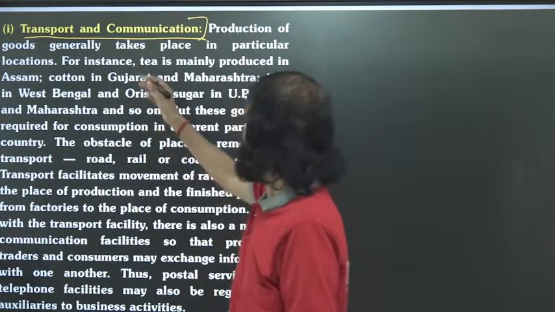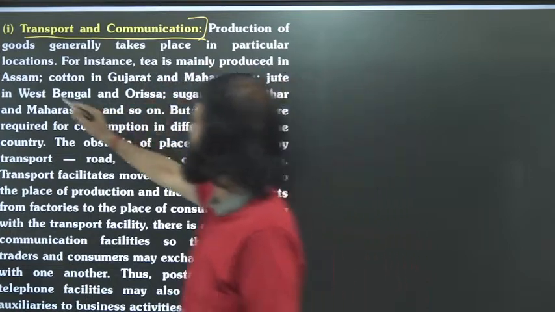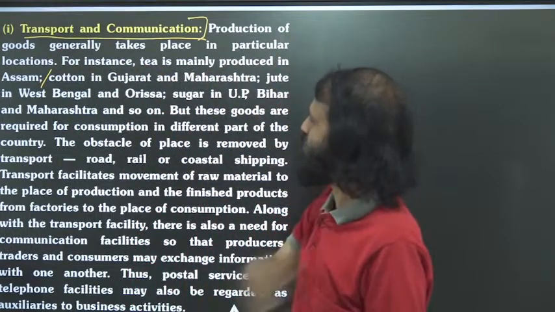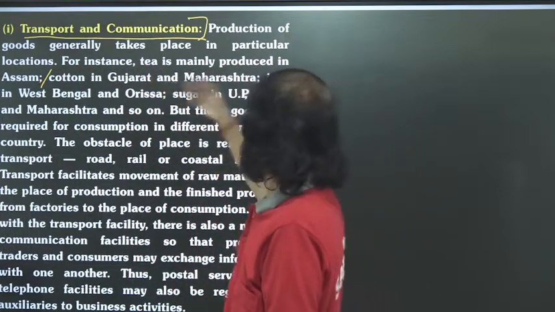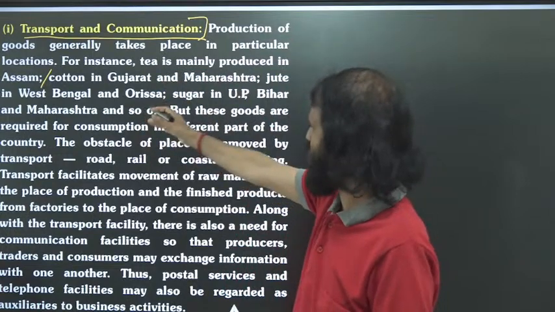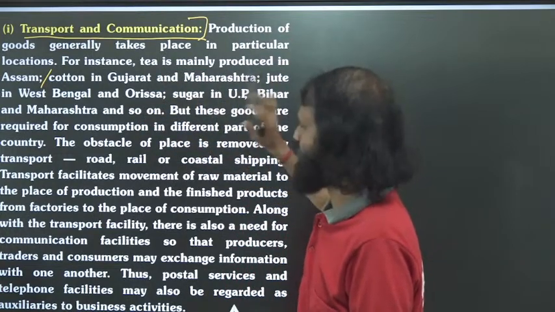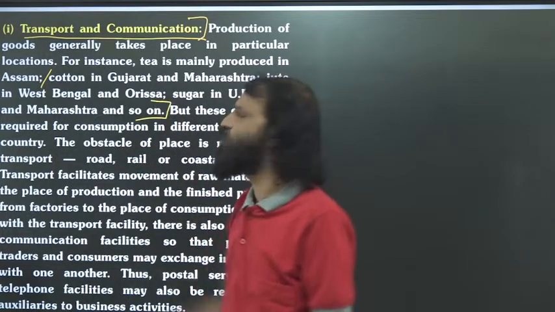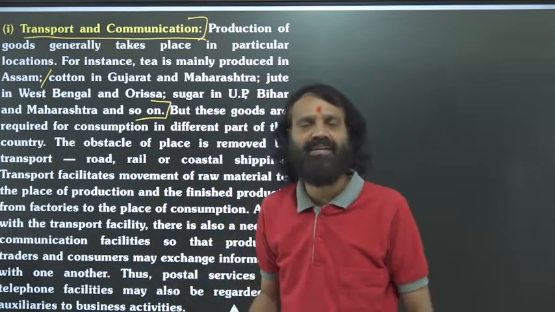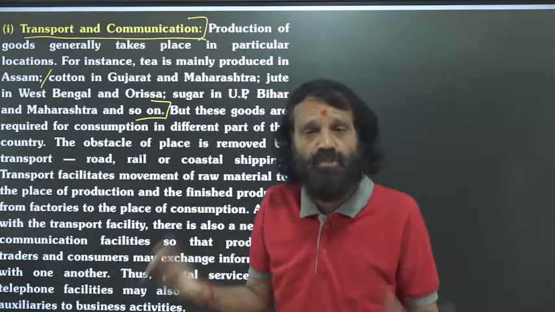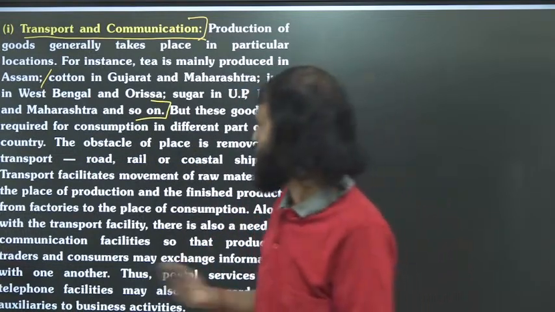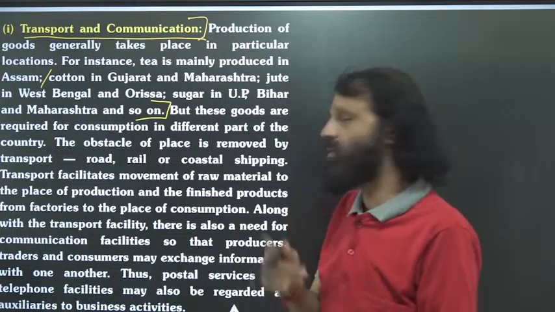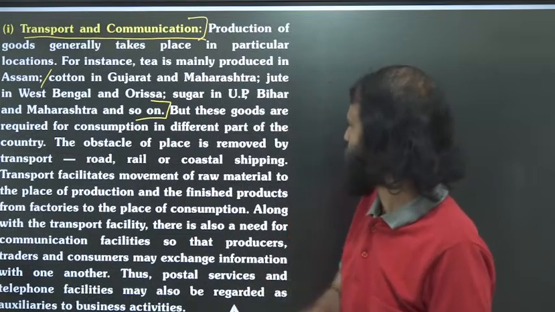For instance, tea is mainly produced in Assam or in Kerala, cotton in Gujarat and Maharashtra, jute in West Bengal and Orissa, sugar in UP, Bihar and Maharashtra and so on. All these must be moved to other parts of our country and the other corners of this world. How is it possible? Better transportation facilities must be there, then only it is possible, otherwise it won't be possible.